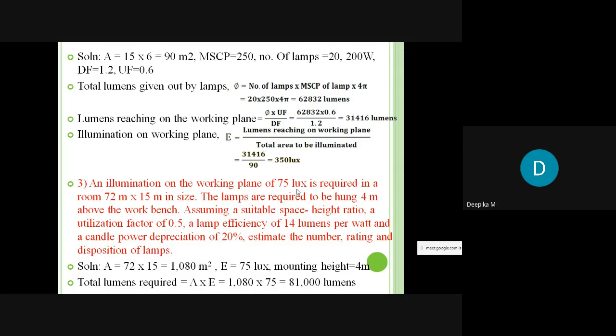So we have listed out the data. Then total lumens we can calculate. Phi is nothing but what? Area is known. Illumination is known. So you can see here E is nothing but lumens by area. Then if you want lumens, you have to cross multiply it. That is illumination into area, which is 1080 into 75, which is 81,000 lumens.